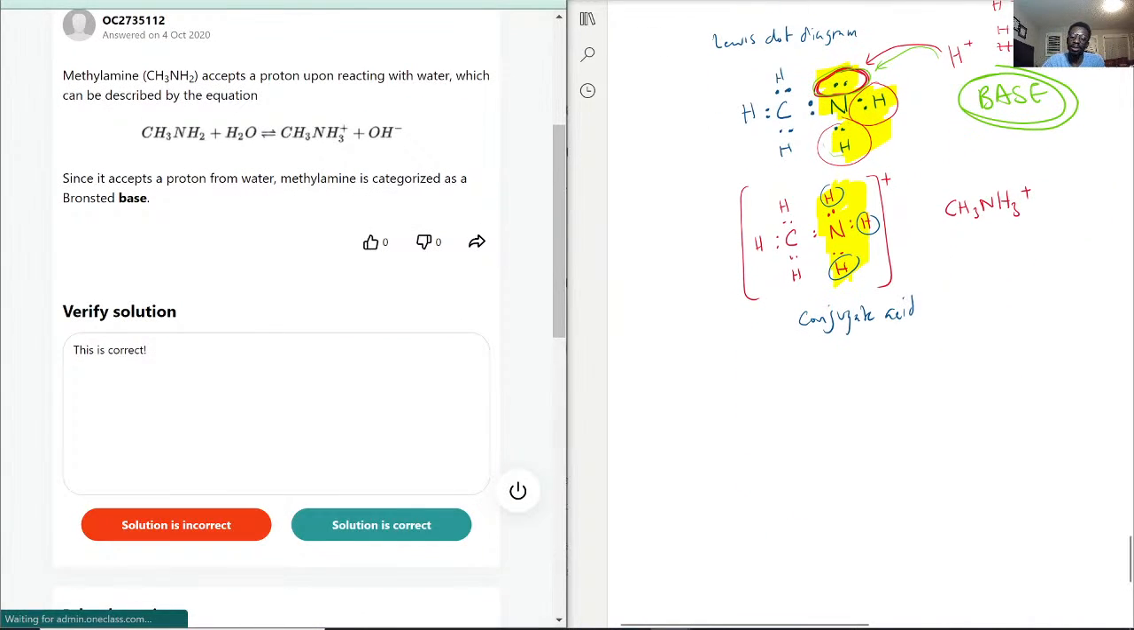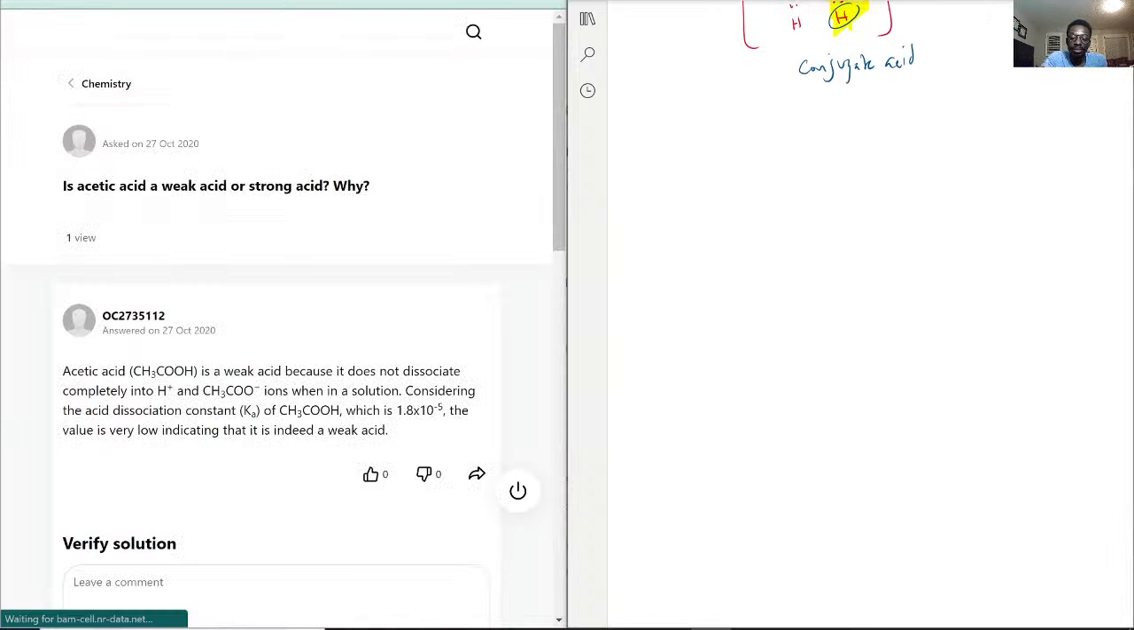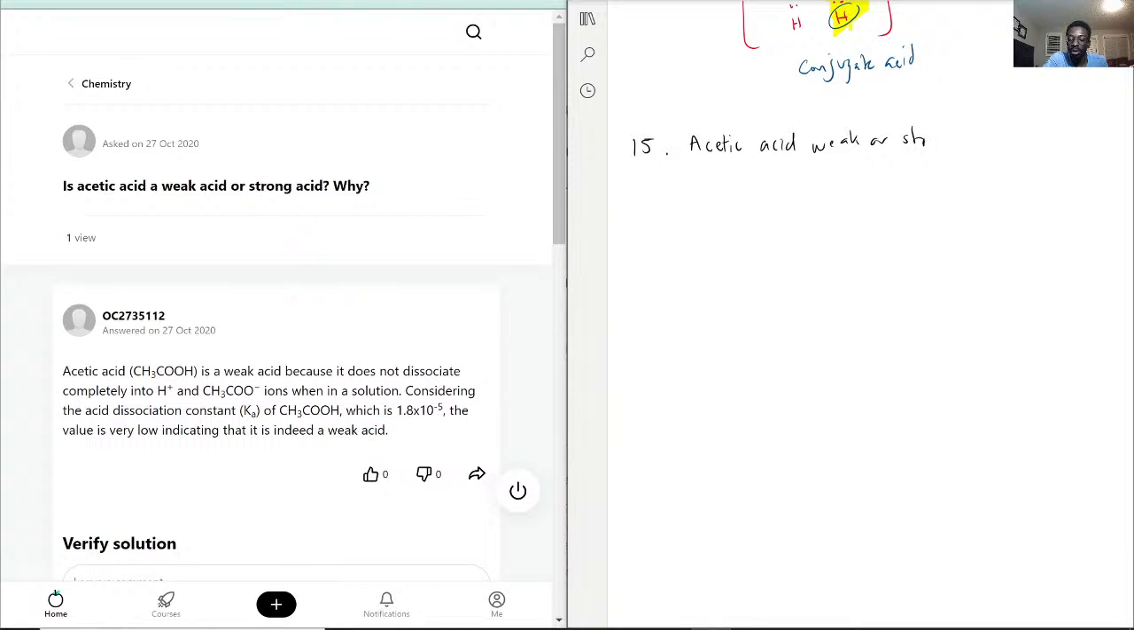Question 15. All right. Is acetic acid a weak acid or a strong acid? Why? So if you see the answer, I'm definitely going to give you time to read the explanation because that's very helpful. But I just have to write down the question first. So acetic acid, weak or strong? Why?